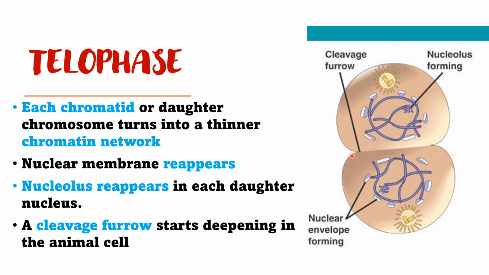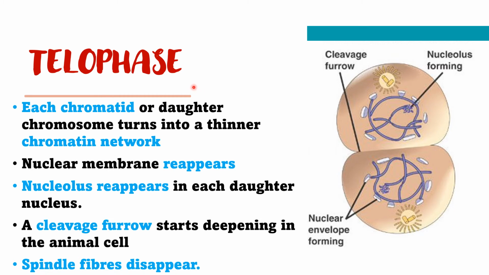Why is there no furrow? Because in plant cells there is the presence of a cell wall. Yes, the cell wall is there. That's why there is no furrow formation in plant cells. But in animal cells, you can see furrow formation. These are the identifying features of telophase.